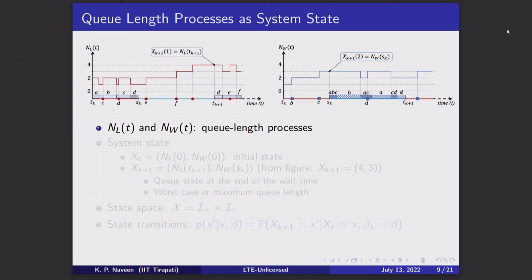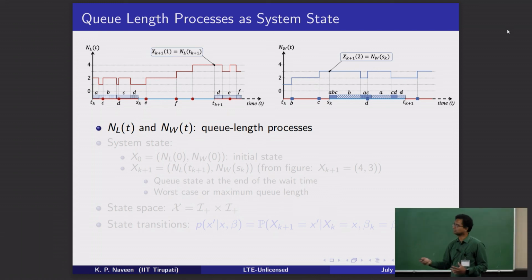And this is the end of the frame, and this is the worst case scenario. At this point the queue would be maximum. So I will pick this number: there are 4 packets waiting in the queue.